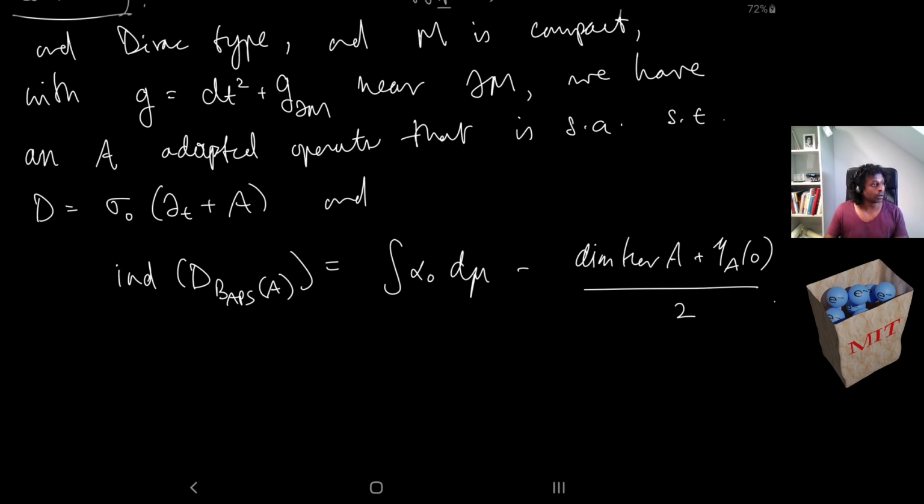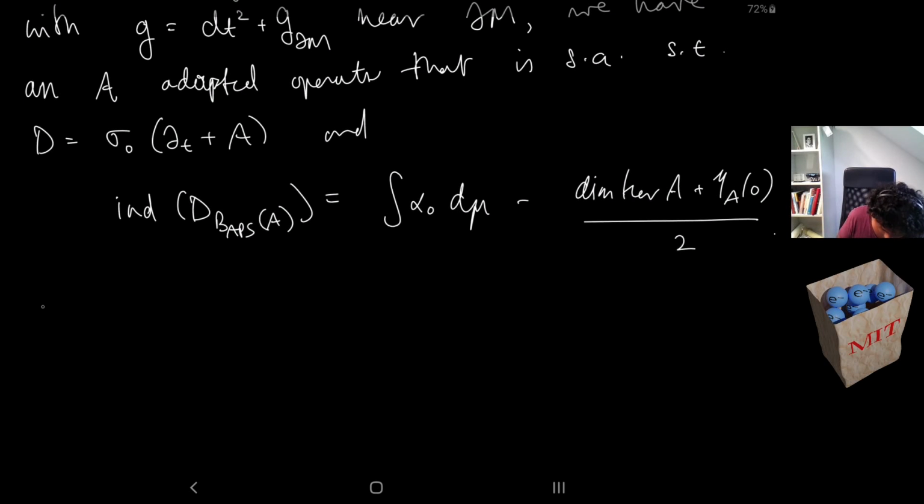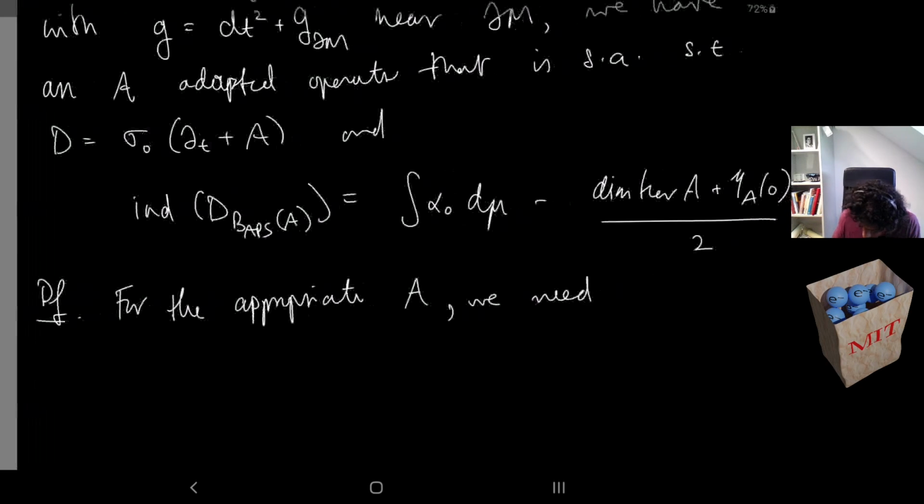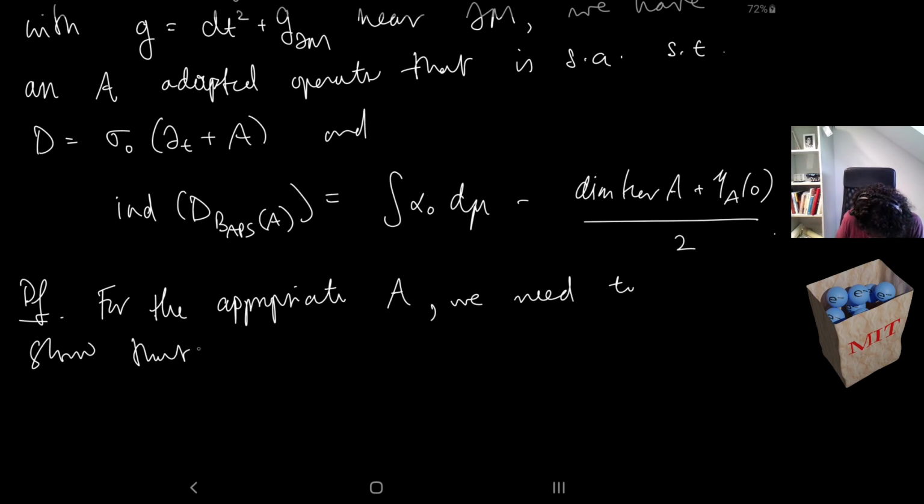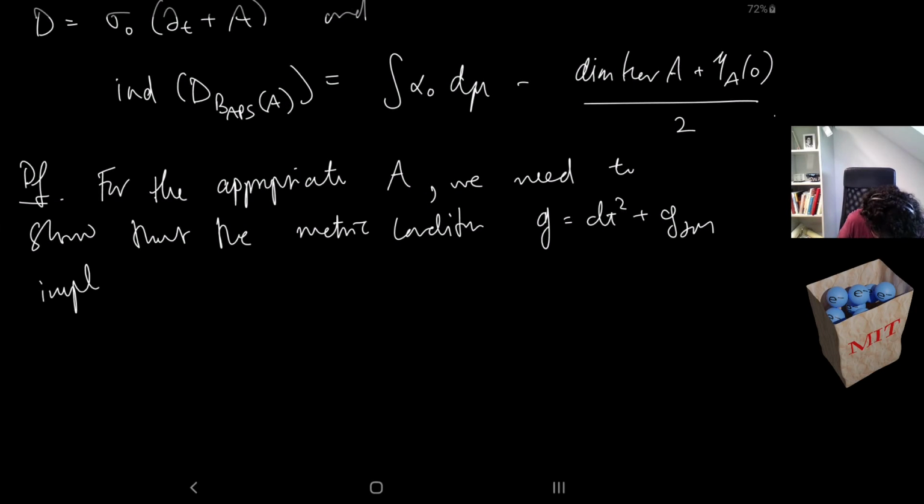Okay, so let me write this a little bit more carefully in the lecture notes, but the proof is basically for the appropriate A, we need to show that the metric condition g equals dt squared plus g_M implies that D equals sigma naught dt plus A. All right. Yes. Okay.